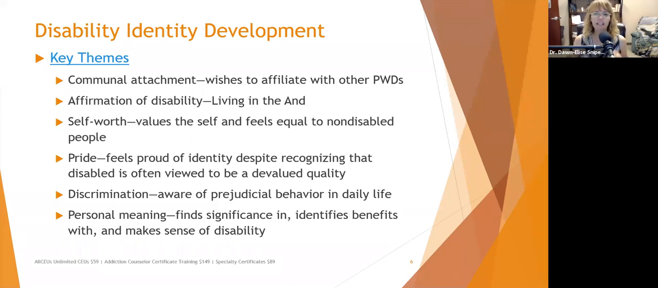Discrimination. In identity development, people become aware of prejudicial behavior in daily life. People with HIV are regularly discriminated against. I know they're not supposed to be, but they are. People with addictions are often discriminated against. People who have visible disabilities often experience some discrimination. It's important for them to recognize that this is just part of life, and not saying that it's okay. We'll get to advocacy and all that stuff later, but recognizing that it exists so they don't feel like, well, this feels weird, but I'm not sure. Validate the discrimination may be there.